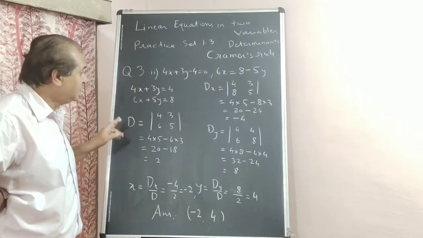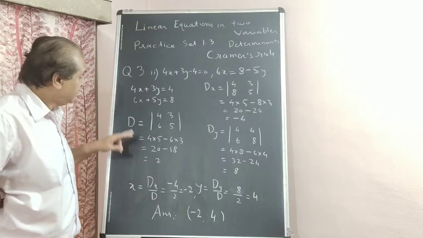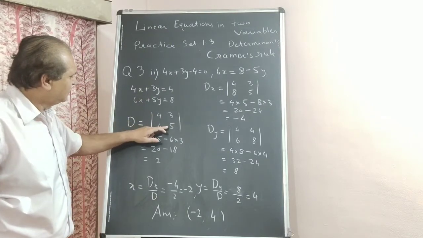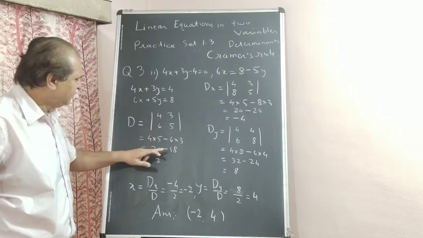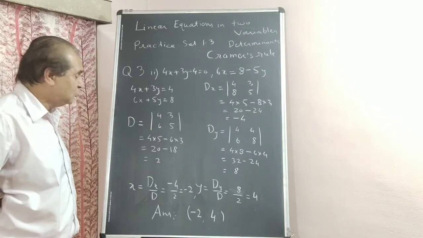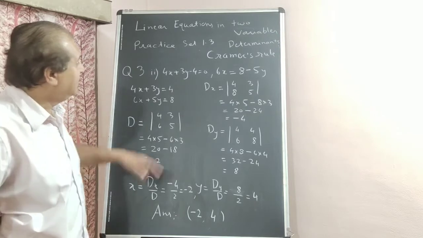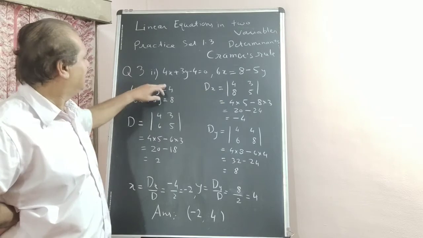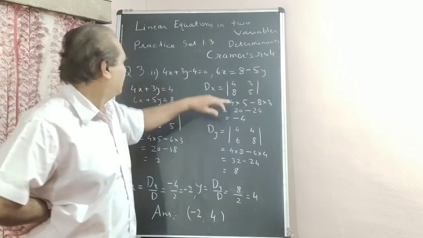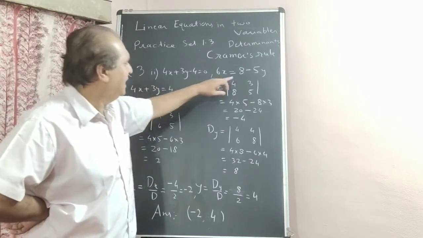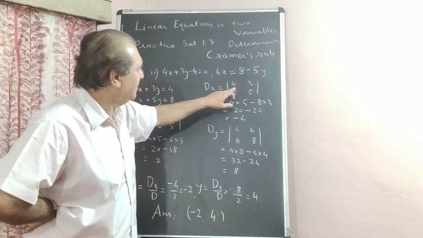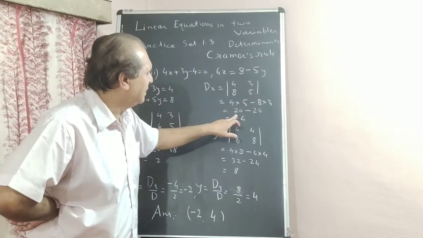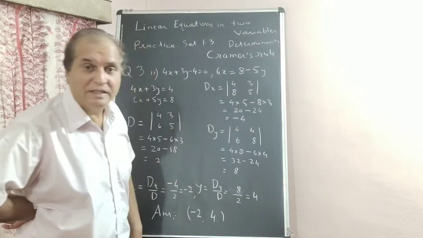Now we will find D, Dx and Dy. D is 4 6 3 5. Now 4 into 5 minus 6 into 3, 20 minus 18, that comes to 2. Dx: the x position will be replaced by c1, c2, so 4 8, and the y position 3 5 will be like this. 4 into 5 minus 8 into 3, 20 minus 24, is minus 4.